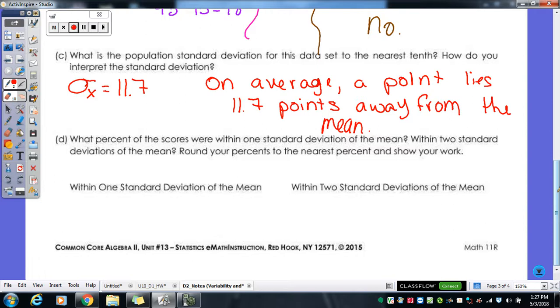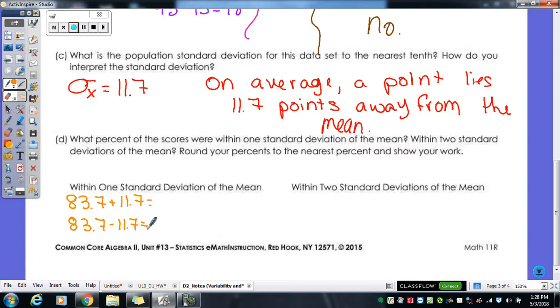So then D, what percent of the scores were within 1 standard deviation of the mean, and then within 2 standard deviations of the mean? Round your percents to the nearest percent and show your work. So if we're looking for one standard deviation within the mean, you've got to do your mean plus one standard deviation. That takes us one above. And you would have to do your mean minus one standard deviation, because you could be above the mean or you could be below the mean.